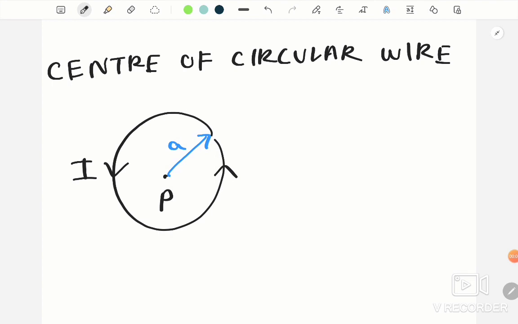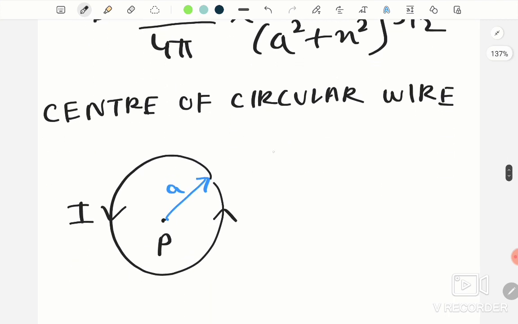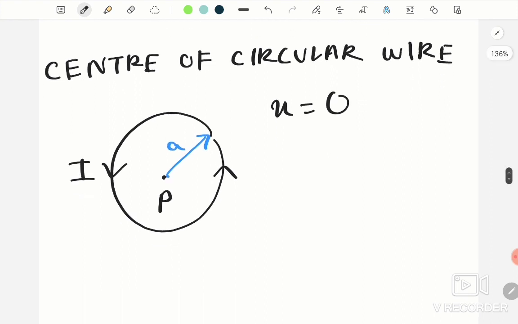Yes students, in this slide we will check the value of magnetic field at the center of a circular current carrying wire. Guys, to find the value of magnetic field at the center of this circular wire, we need to use the formula of magnetic field on the axis of a circular wire. In this formula, we will substitute the value of x as equal to 0, and through this, we'll find the value of magnetic field at the center of the circle.